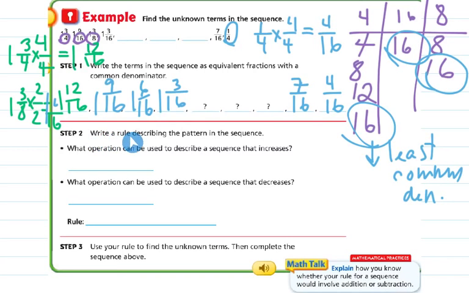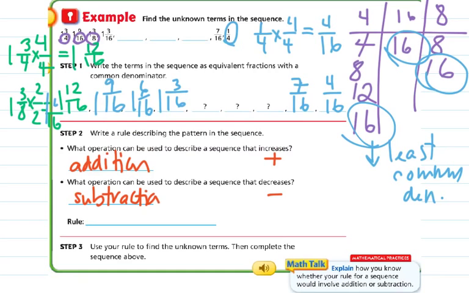So now in step 2, it says write a rule describing the pattern of sequence. What operation can we use to describe the sequence that increases? Well, we know when we do an increase, we are getting larger, and that would be addition. And then, boys and girls, it says what operation can be used to describe a sequence that decreases? That would be subtraction.